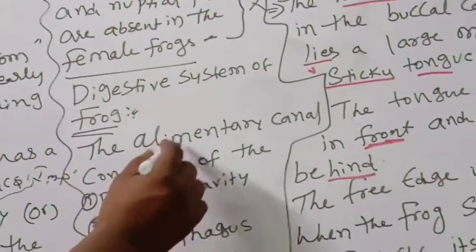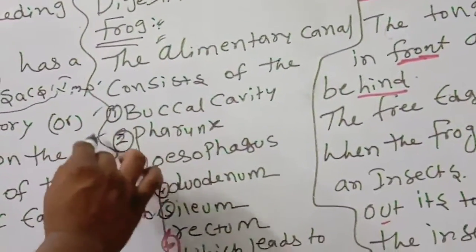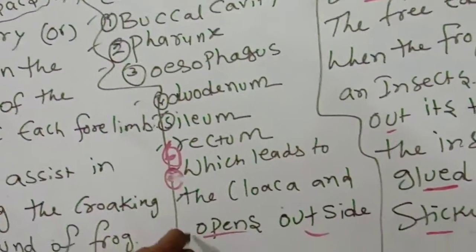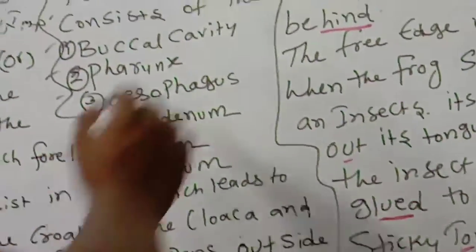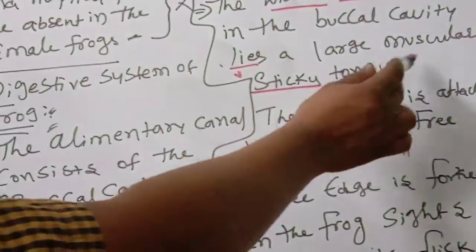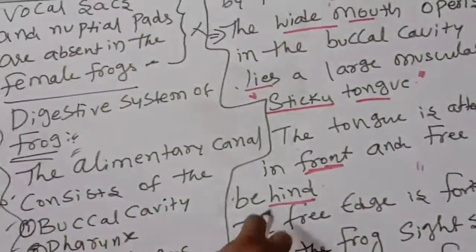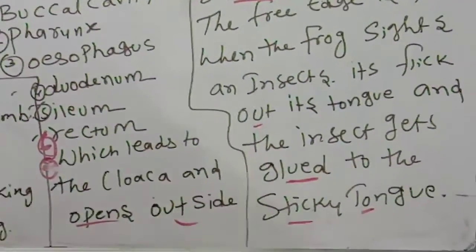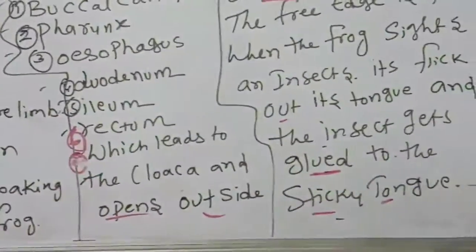Digestive system of the frog consists of the alimentary canal. The alimentary canal consists of buccal cavity, pharynx, esophagus, duodenum, ileum, rectum, which leads to cloaca and opens outside by the cloacal aperture. The wide mouth opens in the buccal cavity, where lies a large muscular sticky tongue. The tongue is attached in front and free behind, and the free edge is forked. When the frog sights an insect, it flicks out its tongue and the insect gets glued to the sticky tongue.